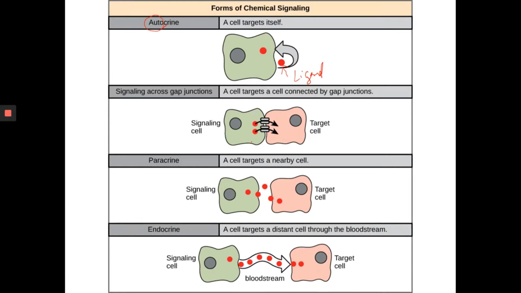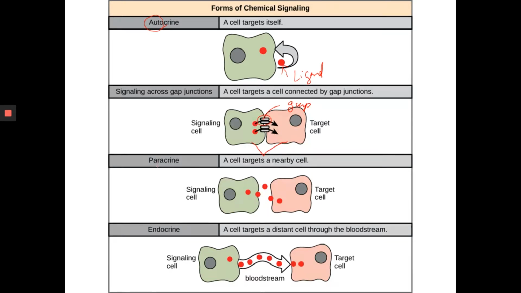And the second form is a cell can target a cell connected to it by gap junction. So you see these two cells, they are connected, right? They're right next to each other. They're connected by this gap junction. So the gap junction, we'll talk about that later. It's like a channel that connects the two cells. And then the signaling molecules, the ligands, can travel through the gap junction. Okay, so that's a direct signaling through those channels.